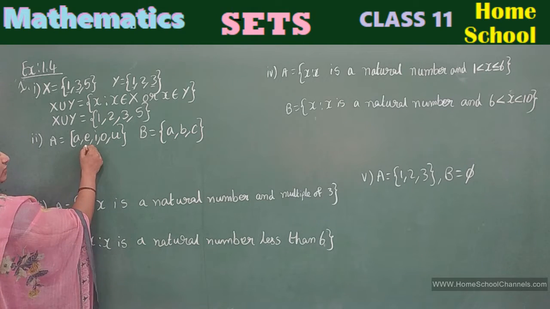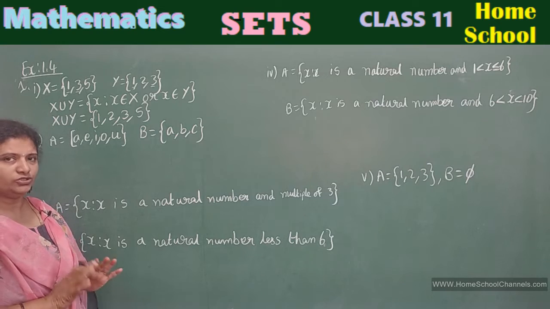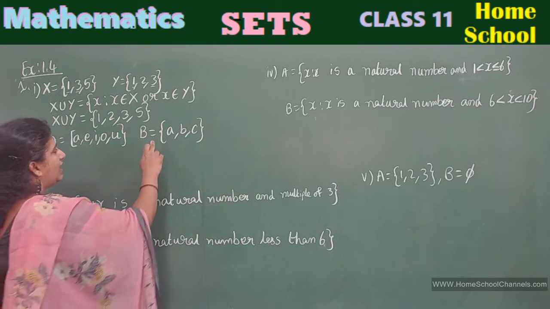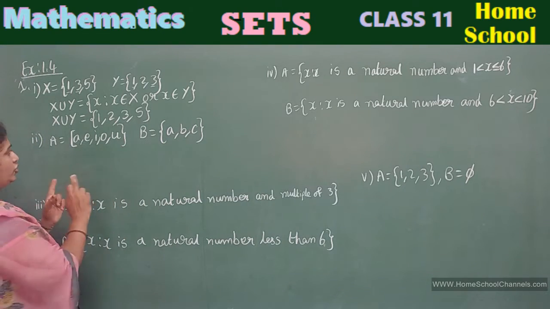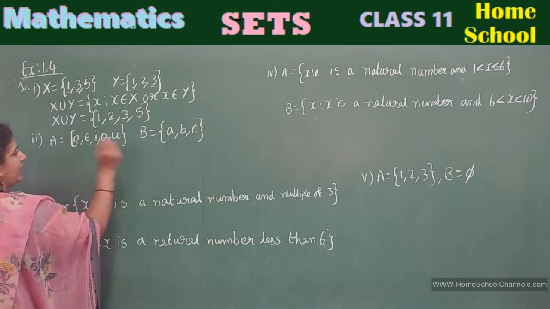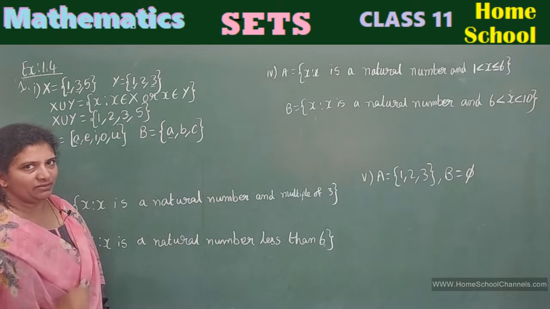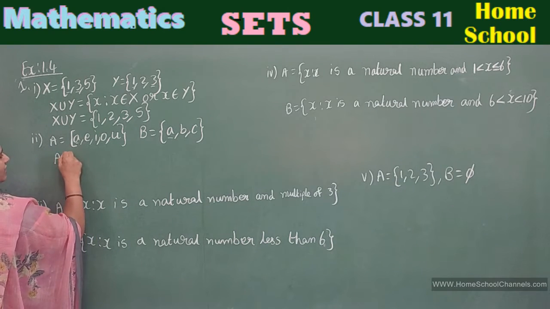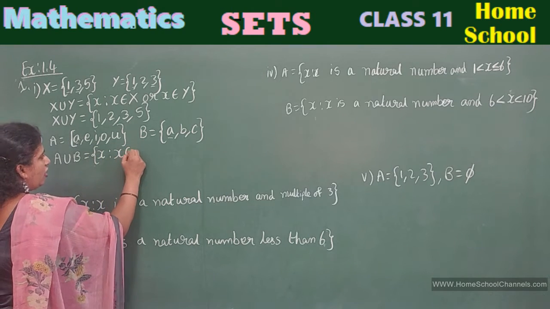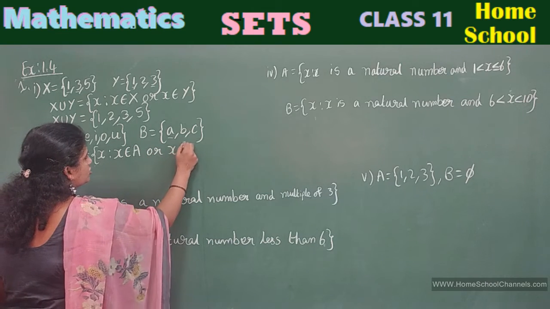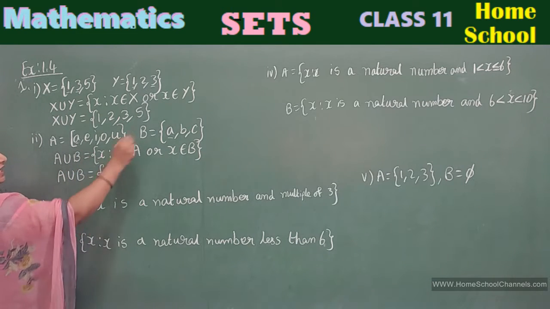Next one. A is equal to {a, e, i, o, u}. You can see a square bracket on this side in your textbook. Don't worry, a is included. And here B is equal to {a, b, c}. Observe the two sets carefully. Do you have any same elements? a is repeated in both sets. b, c are not there. Only the element a is repeated. So how are we going to write? A union B is equal to the set of all x such that x belongs to A or x belongs to B. That is, A union B is equal to. Now write all the elements here.